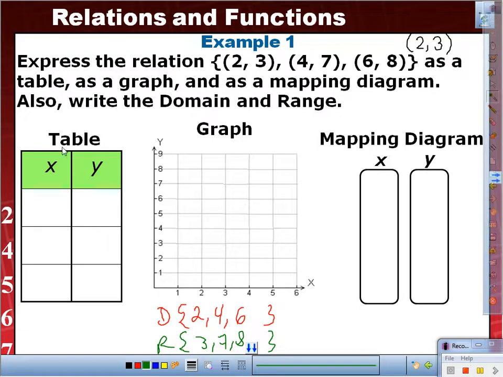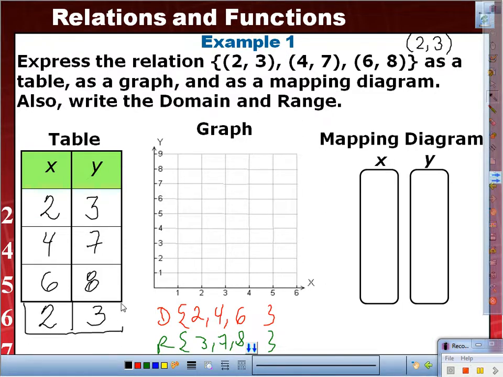Okay, so now let's write our table using these points. What is my first point? 2, 3. So I write 2, 3. What's my next point? 4, 7. What's my next point? 6, 8. And what's my last point? 2, 3. And what did you guys notice? That I did write it in my table this time. Doesn't matter if it repeats or not. I write it in the table.